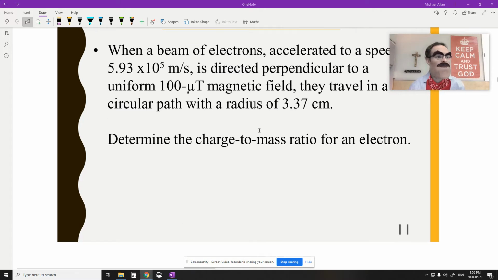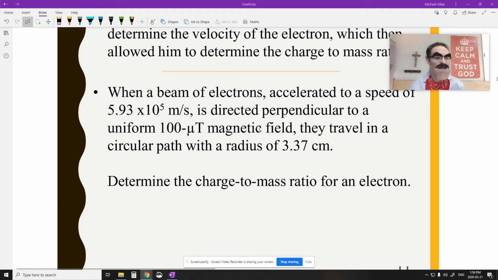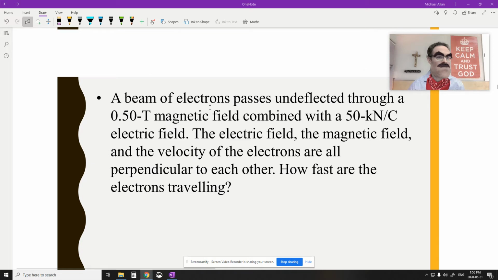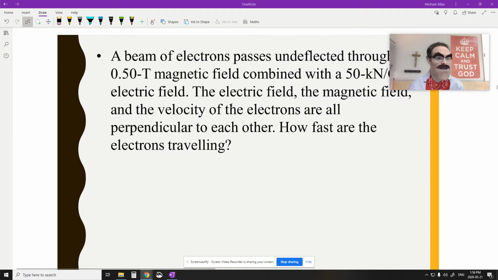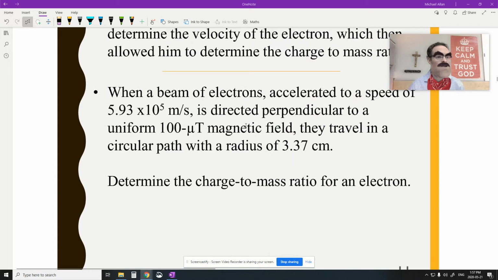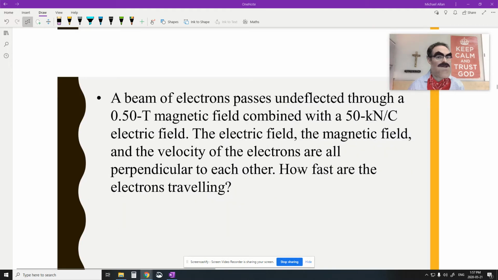So when the beam of electrons accelerates to a speed, directly perpendicular, it travels in a circular path. So down here is his velocity selector. Usually you would do the velocity selector part first, determine the speed of the electrons coming out of the accelerated part, and then pass it through a magnetic field like this, and it creates a little circular path, and you measure the radius of curvature.